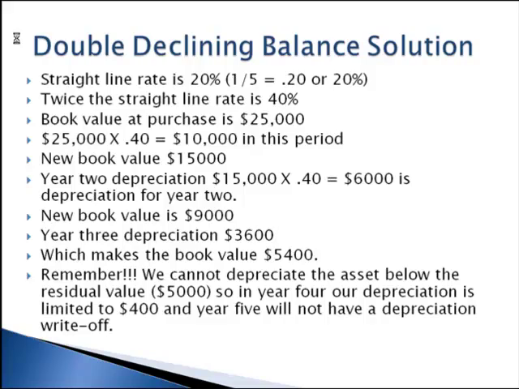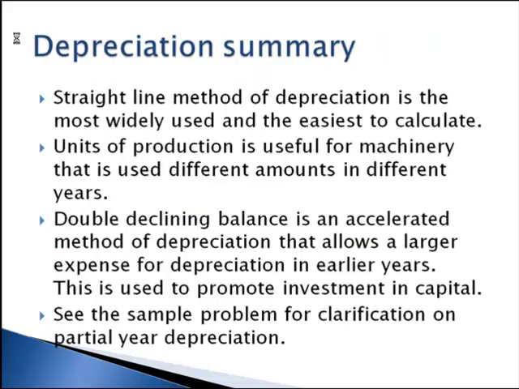So in summary, the straight line method of depreciation is the most widely used and the easiest to calculate. The units of production is useful for machinery that is used different amounts in different years, and we can easily calculate the amount of usage that we have on that particular asset. And the double declining balance is an accelerated method of depreciation, and it allows for larger expenses of depreciation in earlier years.